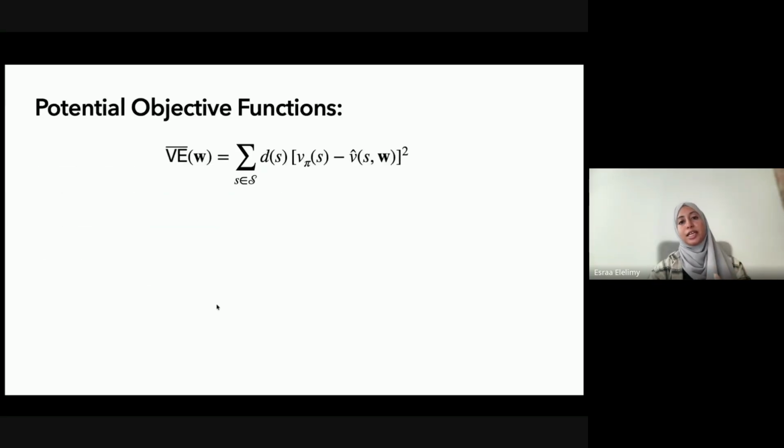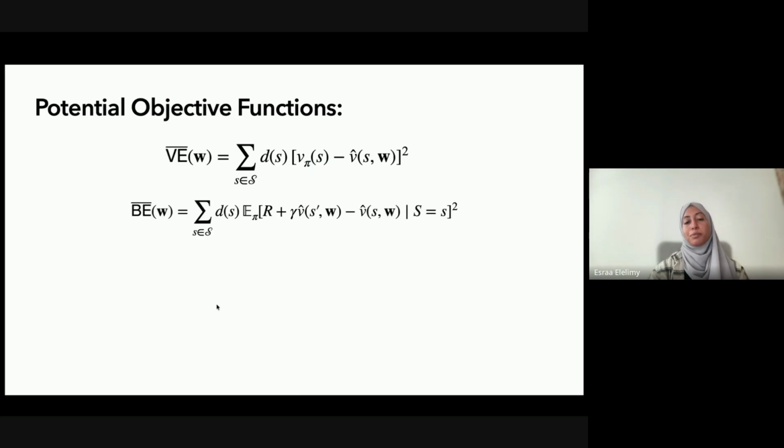So let's get back to the value error. This is the equation that we have seen earlier. And a related objective function to this would be this Bellman error. So the Bellman error, you can think of it as replacing this V pi with the one-step target, similar to what we did before. The difference is we have this expectation now. So the Bellman error is a nice objective. Maybe we can try and optimize it.